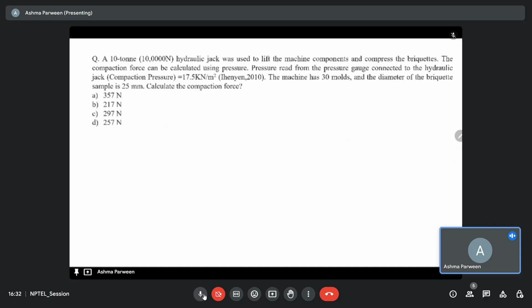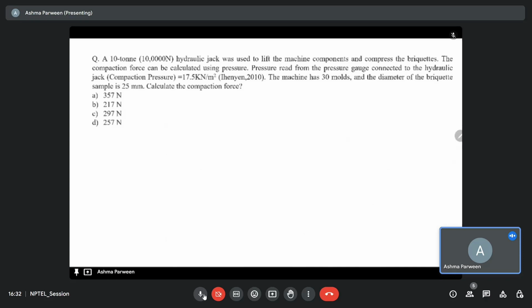So it is a numerical type question. A 10-ton hydraulic jack was used to lift the machine components and compress the briquettes. The compaction force can be calculated using pressure. Pressure read from the pressure gauge connected to the hydraulic jack is 17.5 kilonewtons per meter square. The machine has 30 molds and the diameter of the briquette sample is 25 mm.